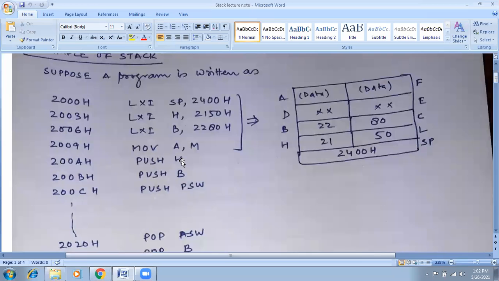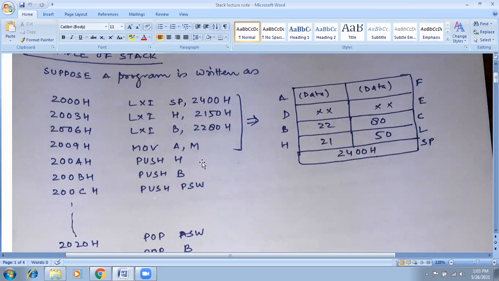And at the 23FF memory location, the content of the H register will be stored. And again, the stack pointer content is decremented by 1, so that it will become 23FE. And when it becomes 23FE, the content of the L register will be copied into 23FE. So by using the PUSH H instruction, we have stored the content of the H register and L register into two subsequent memory locations: the H register content in 23FF and the L register content in 23FE.